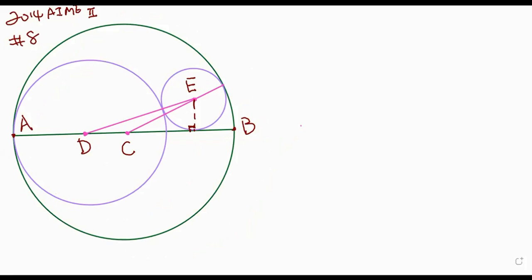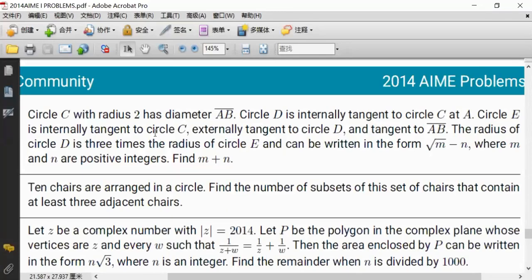The problem says circle C with radius 2 has diameter AB. Circle D is internally tangent to circle C at A. Circle E is internally tangent to circle C, externally tangent to circle D, and tangent to AB.